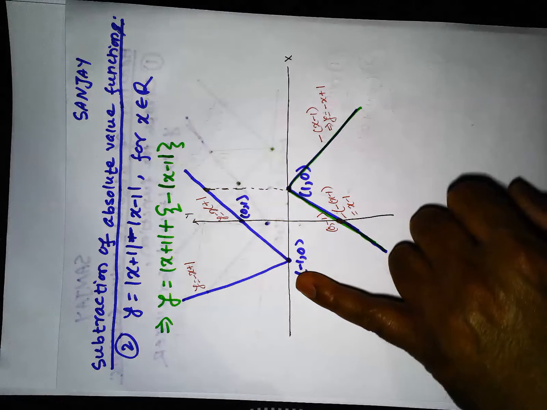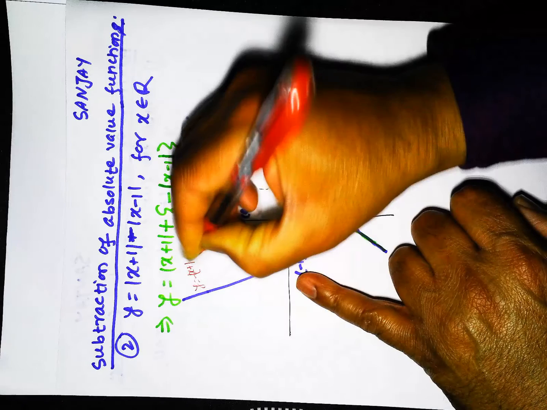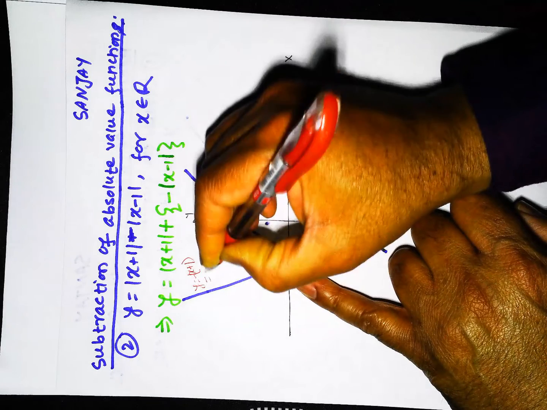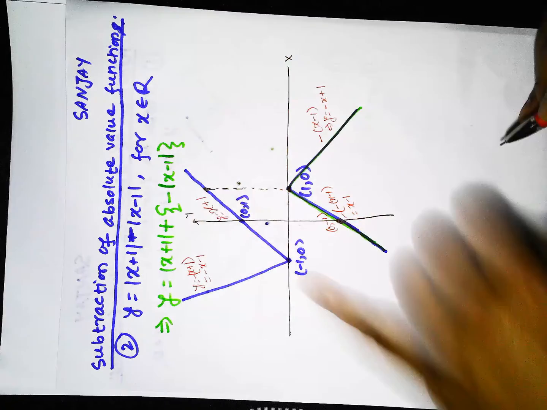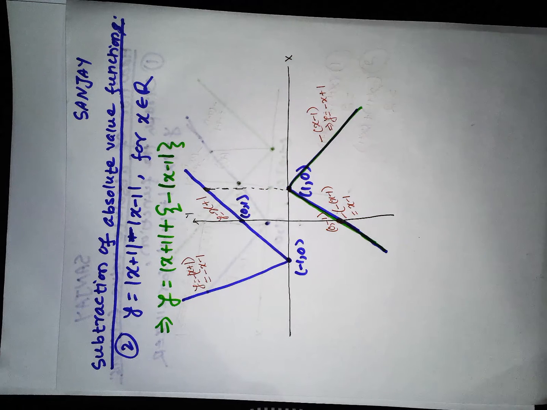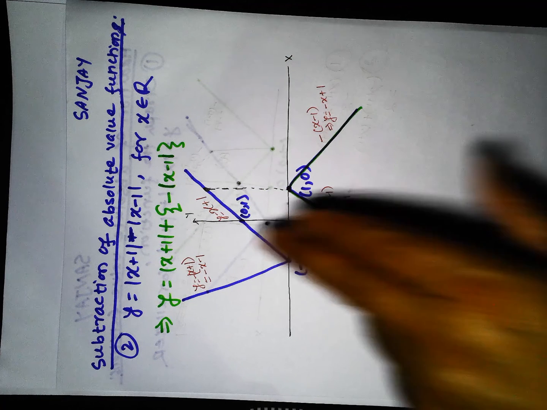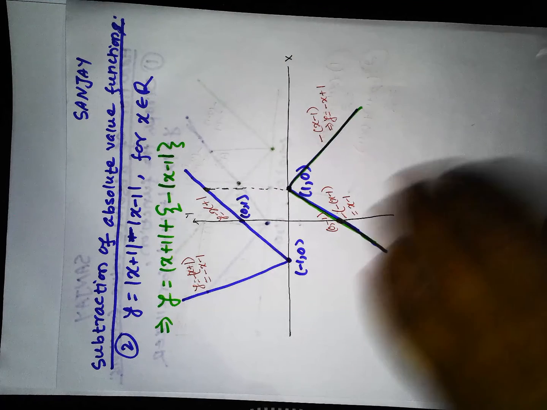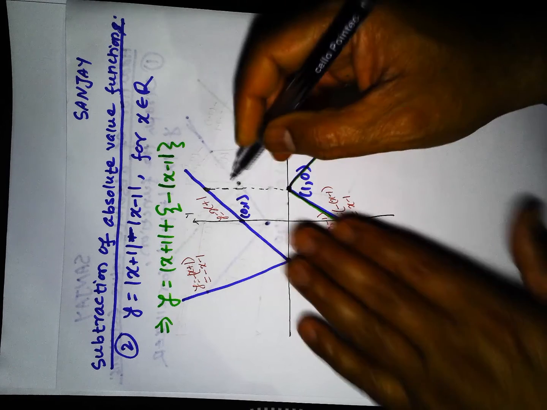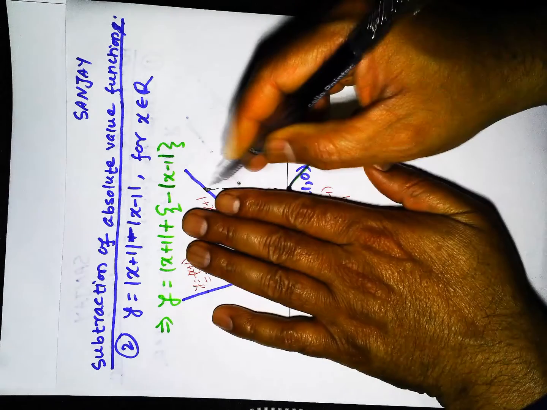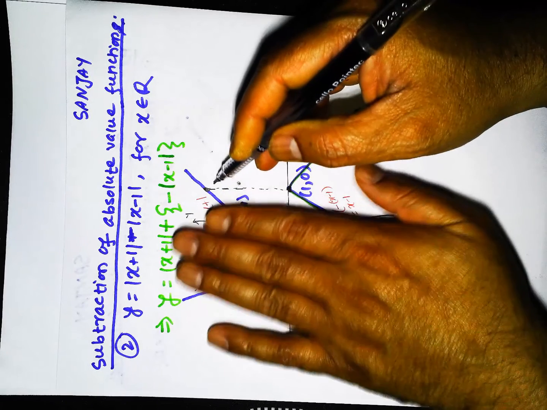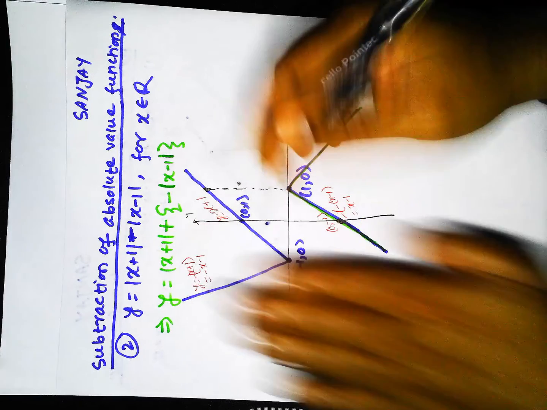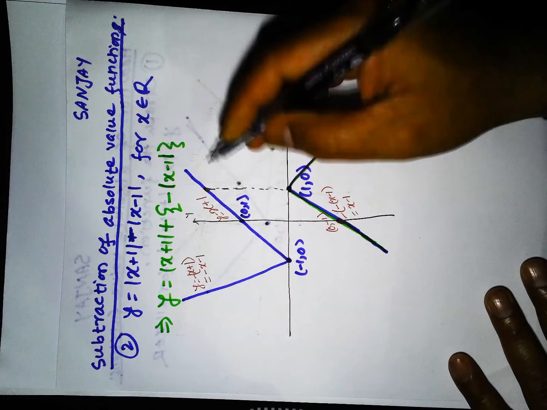Okay, now minus x plus 1 means inside the bracket minus x plus 1. So it will be finally minus x minus 1. Now in this case we'll adopt the same strategy to add these two graphs. So here first of all we shall add the graph from outside of this boundary, or also if you like you may start from adding the lines from inside of this boundary. So at this time I am doing the work from outside of this boundary.